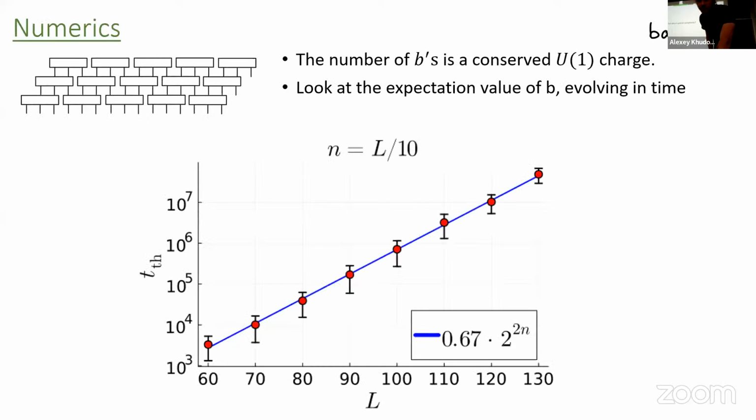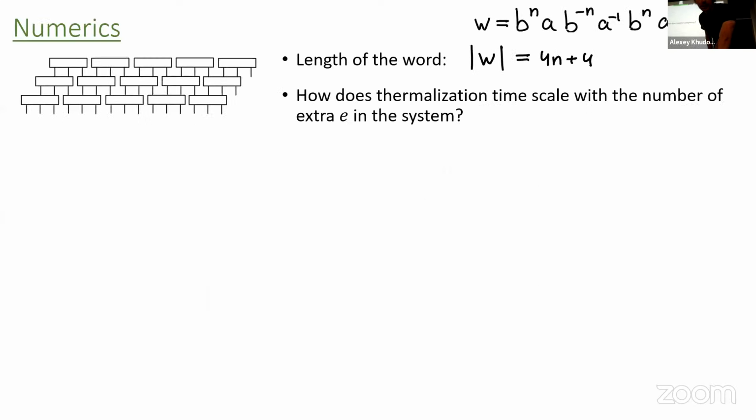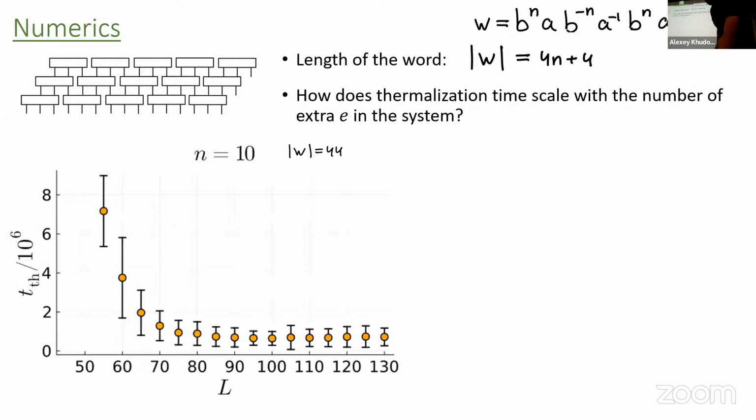So this was about the temporal complexity, but now we can also ask, what about spatial complexity? We can repeat the experiment, but now we fix the word. We fix m, and then we pad the system with lots of identity sites. And we ask how the thermalization time scales with the number of these extra identities in the system. The length of the word here is just 44, because I fix m to be 10. Once I change L, you see that at large L, the thermalization time saturates to a constant.